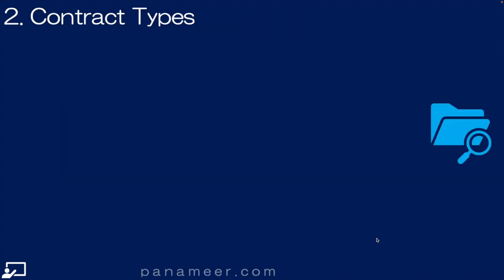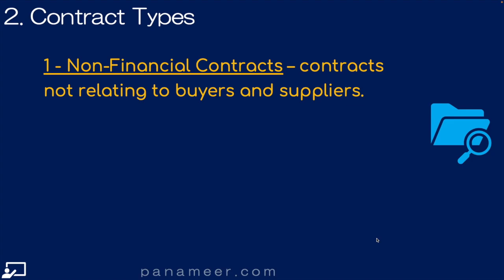Slide 2. Now we'll take a look at using contract types. This is my generic approach to standardizing contracts by types. All contracts must have a type, and I start with these three. First, what we call NFCs, or non-financial contracts. These are contracts not relating to buyers and suppliers. So it could be a right-of-way, it could be some other related contract that procurement, or someone using procurement's application, is going to use to author a contract.